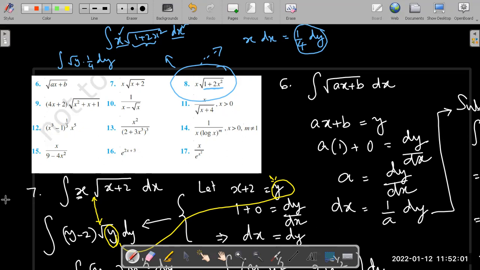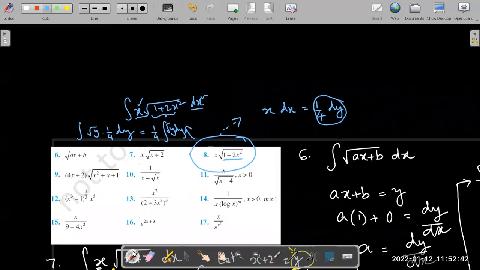You're almost progressing. I don't want to do it from scratch. Then you write 1 by 4 outside and you just write root y dy. No, not x, root y dy. And that's the answer. No. How do we integrate root y?